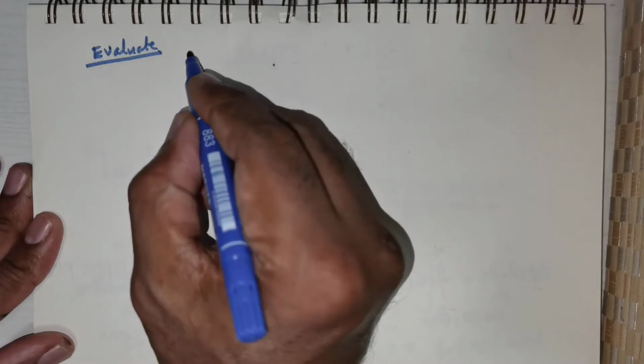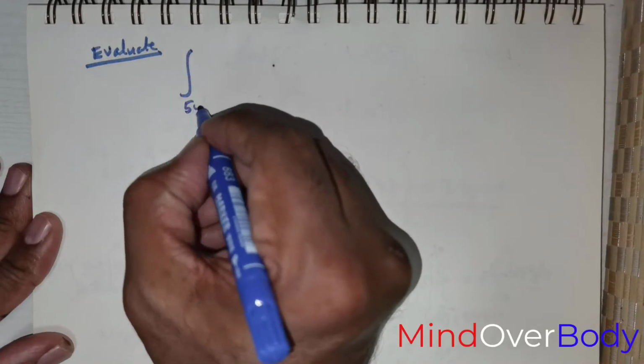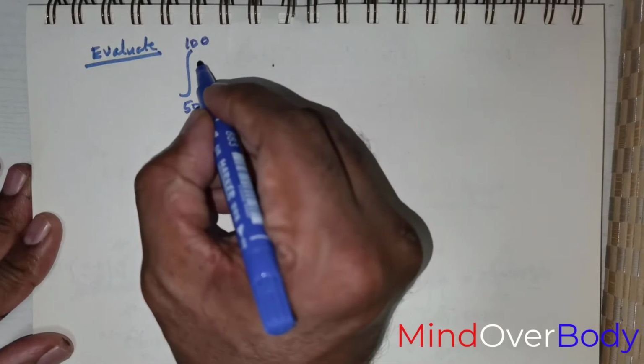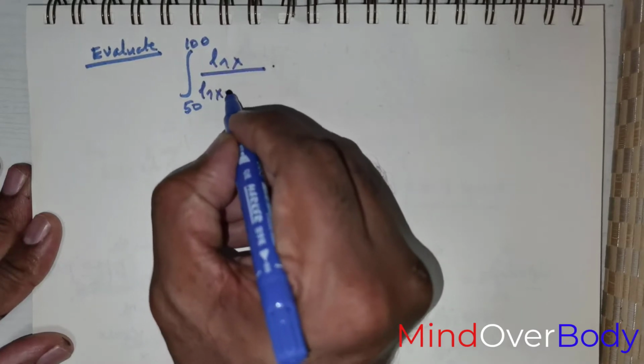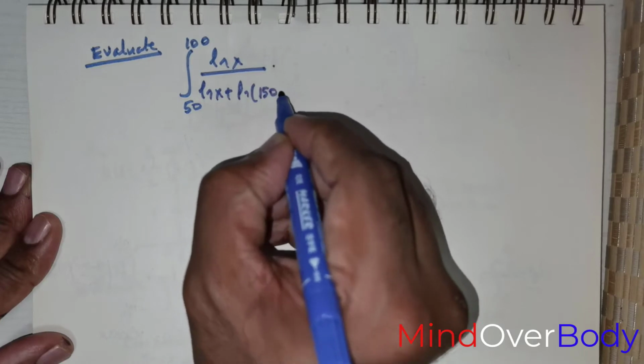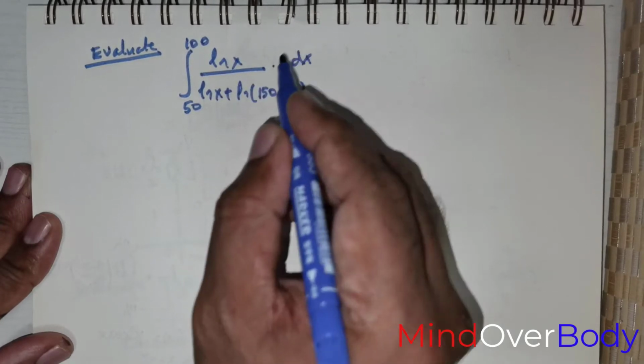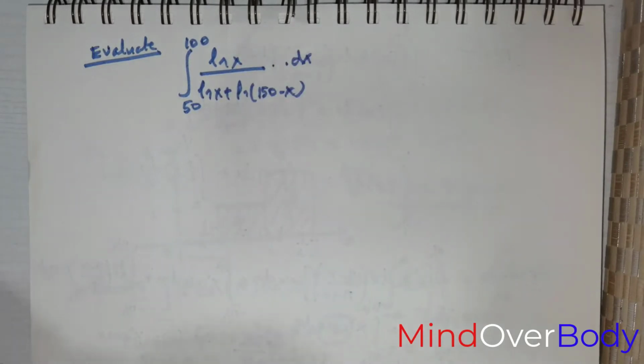Let's do this question, students. Evaluate the integral from 50 to 100 of ln x over (ln x + ln(150 − x)) dx. I'm going to show you two ways to solve this question.